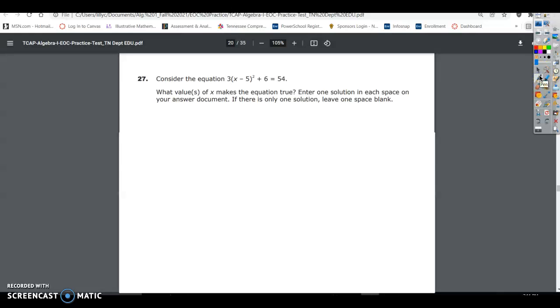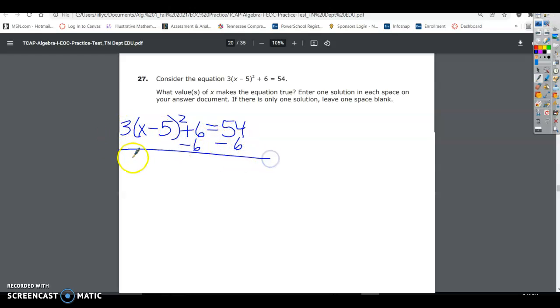Alright, so let's look at what we have. We have a quadratic equation. We can solve it by just trying to get x by itself. To do that, we're going to first subtract 6. Remember, when we're solving, we're undoing the order of operations, so we go backwards. We subtract first, and 54 minus 6 is 48. Then we're going to divide after that.